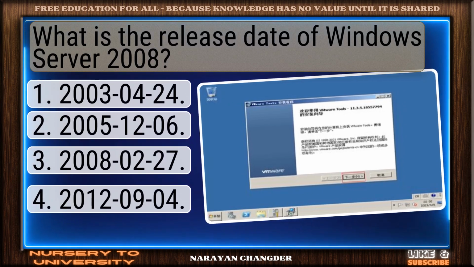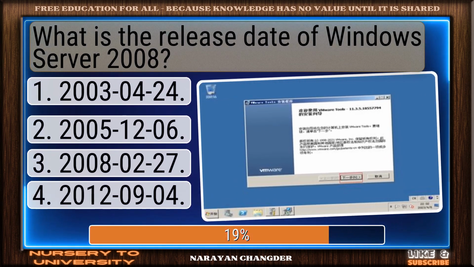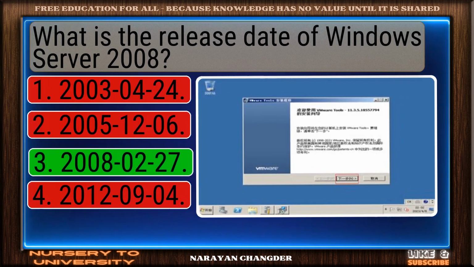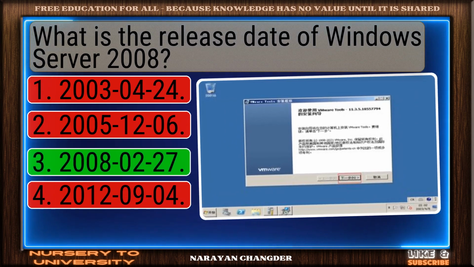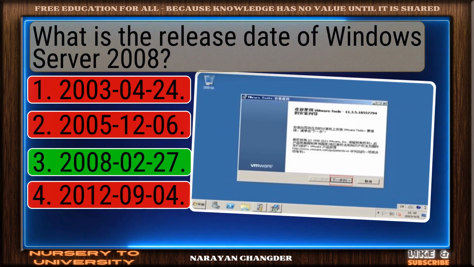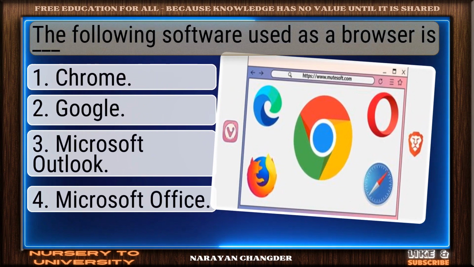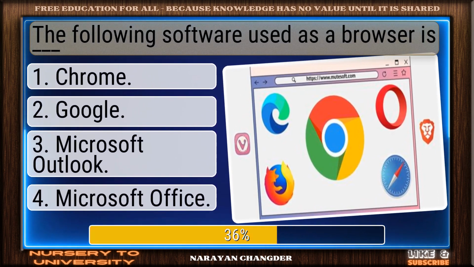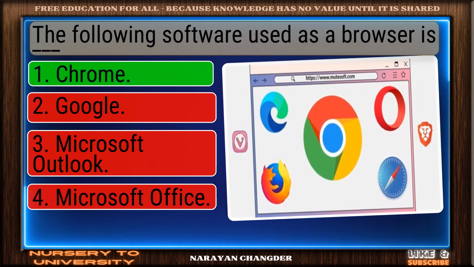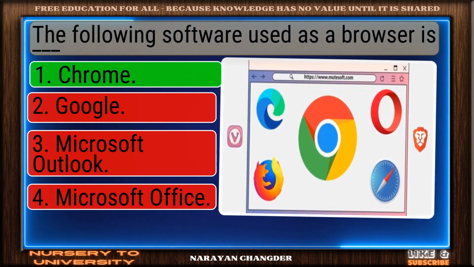Question number 5. What is the release date of Windows Server 2000As? Well reasoned. 2000A227 is the correct choice. Question number 6. The following software used as a browser is dash. Valid point. Chrome is true.